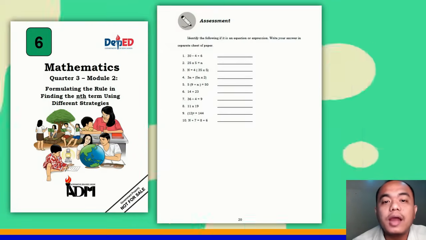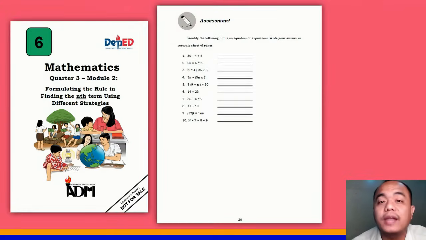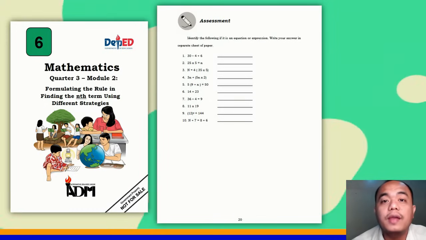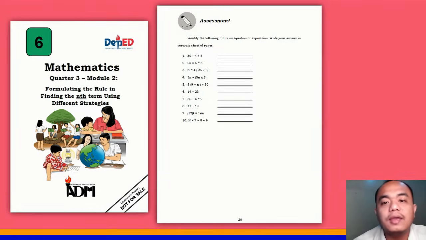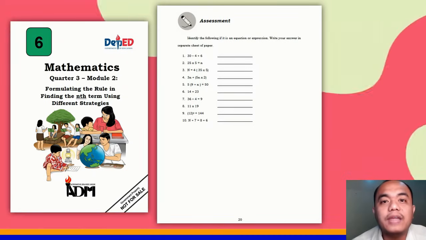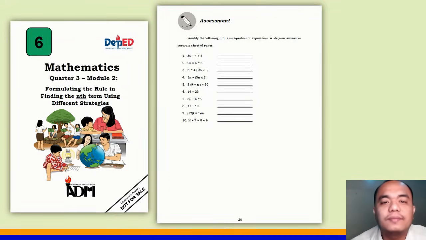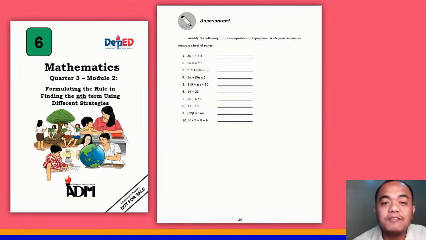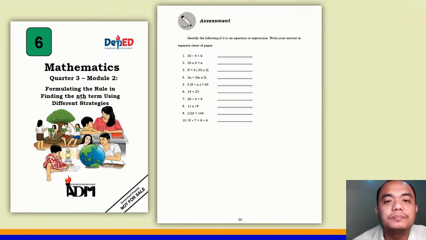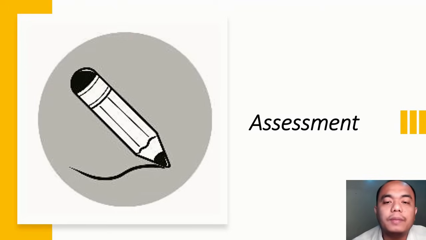Let's have your assessment. So this time, you are going to answer it in a separate sheet of paper. Let's see if you could identify and differentiate equation and expression. I'll give you 3 minutes to finish your assessment. Is that enough? Okay, very good. So again, please get your papers or notebook. Take note, class. I will give you the answer for this assessment on my separate video tutorial. It will be released within this week also.